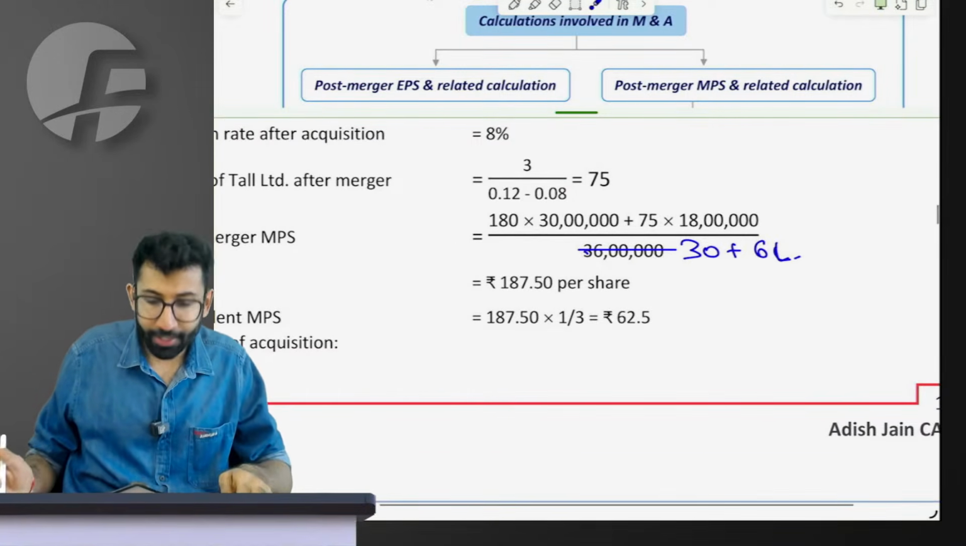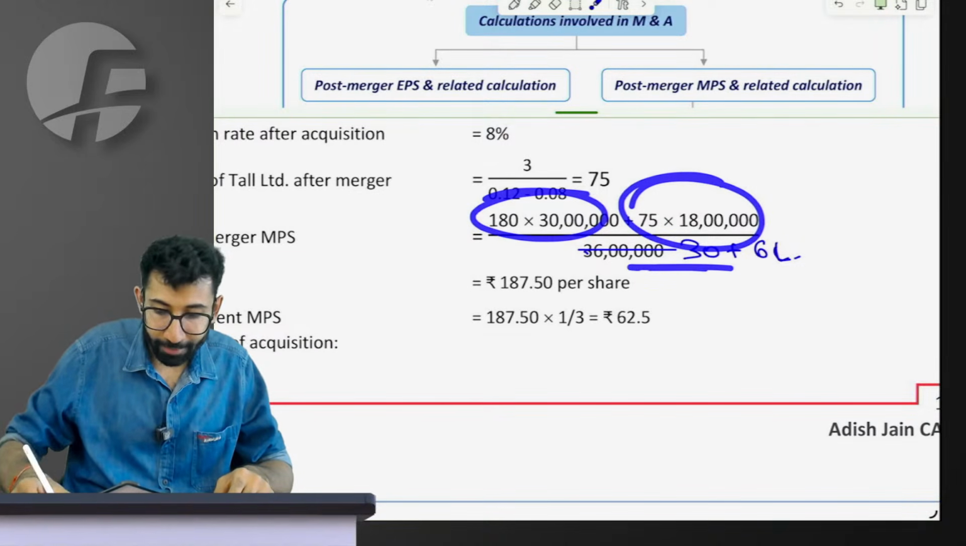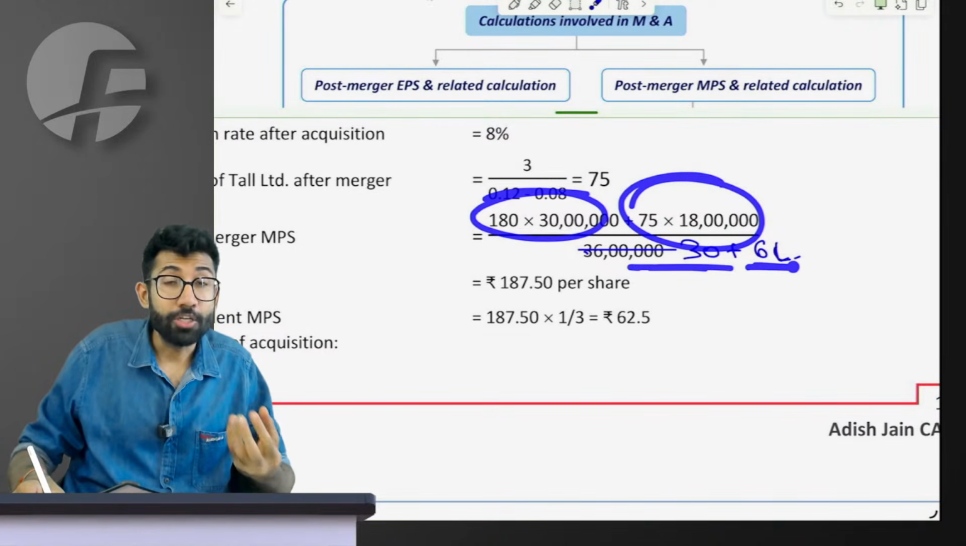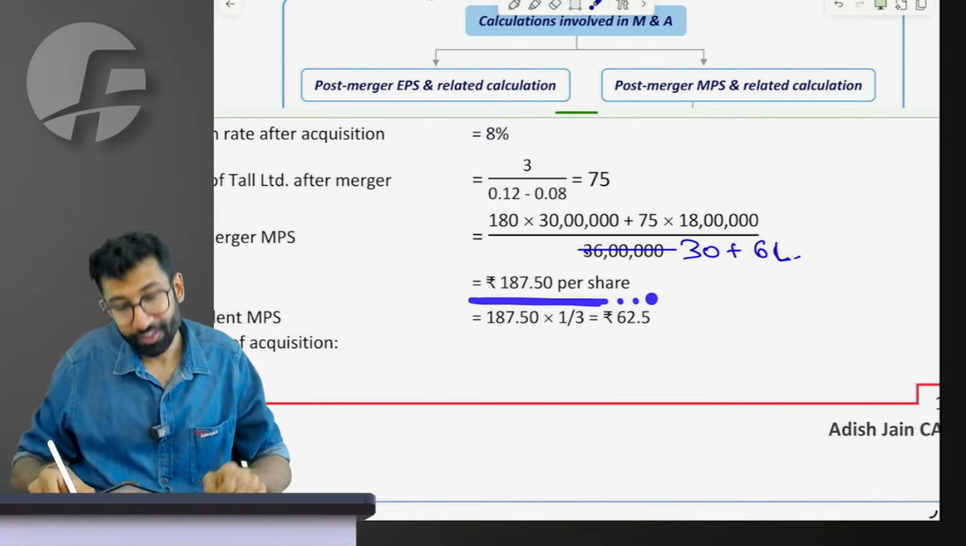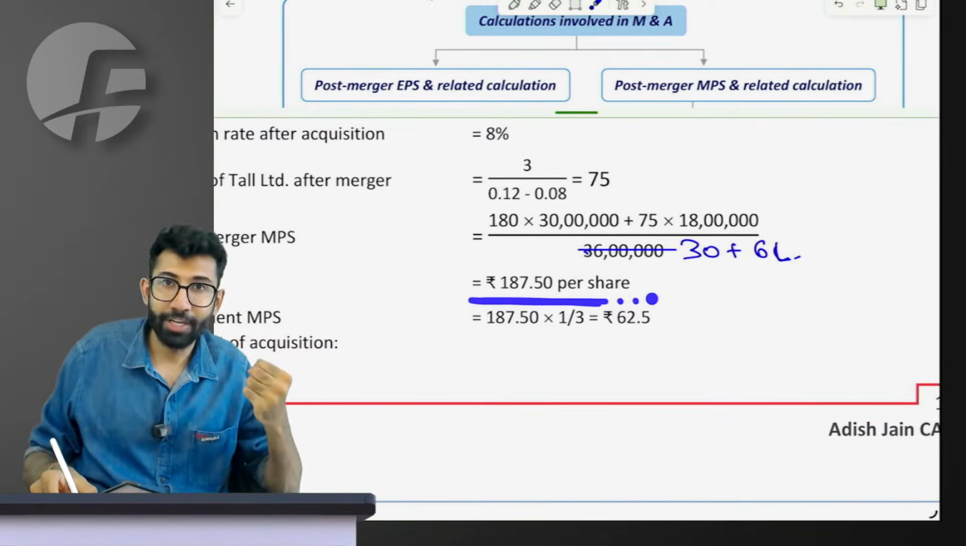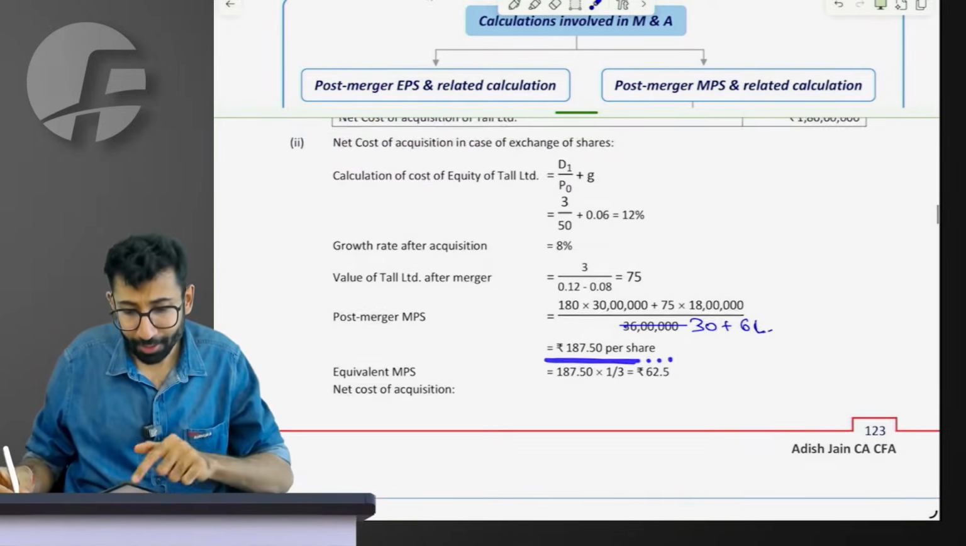Sir, now the calculation is easy. My value plus your value plus synergy in value divided by my shares plus the shares issued to you will give you the post-merger MPS, which turns out to be 187.5. After I acquire you, the value becomes 187.5. So for the acquirer, the gain becomes easy.